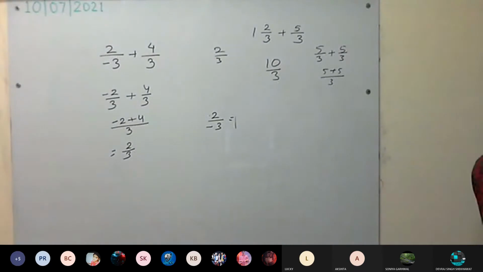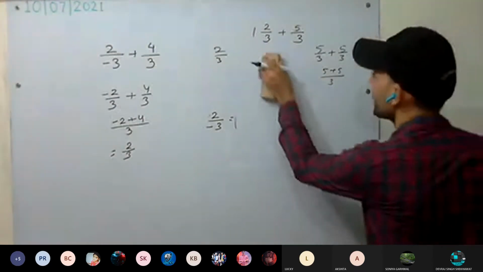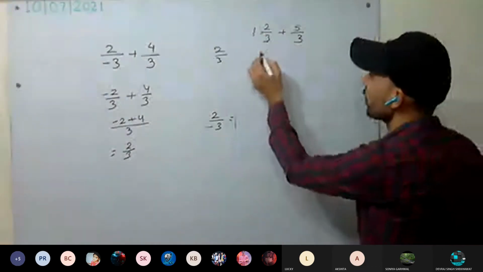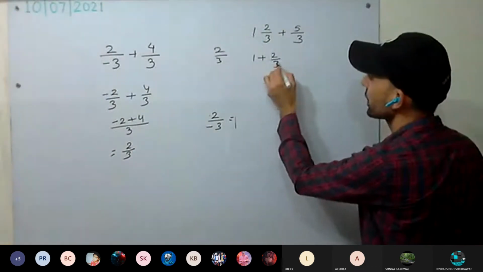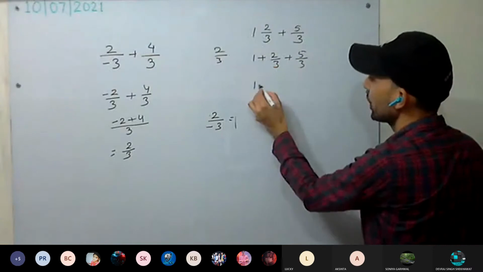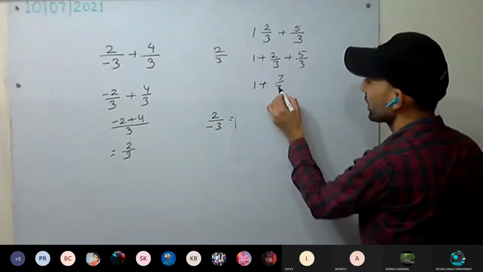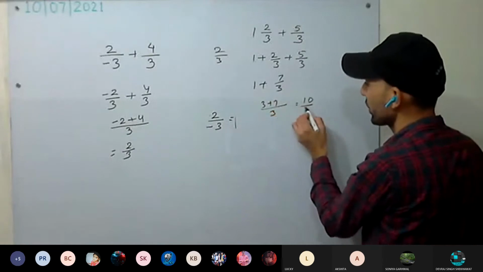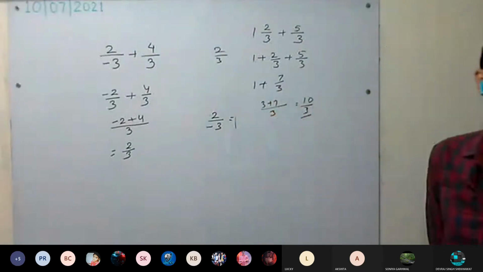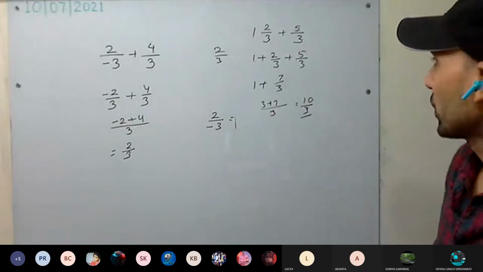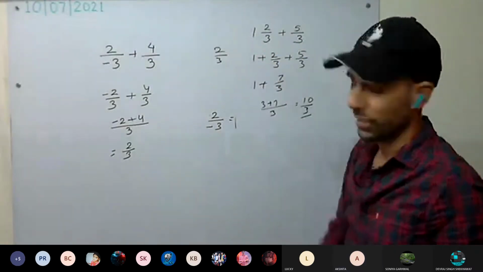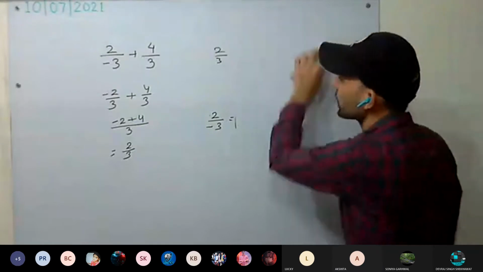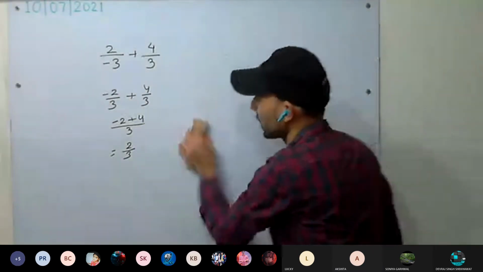Okay, you can do this with one more method. If you remember, in smaller classes we have done it. 1 2 by 3 means 1 plus 2 by 3, plus 5 by 3. 1 plus 7 by 3. If you take the LCM, 3 plus 7, 10 by 3, you are getting the same answer. Yes or no? Because you have already divided this one. This is very useful in many problems.